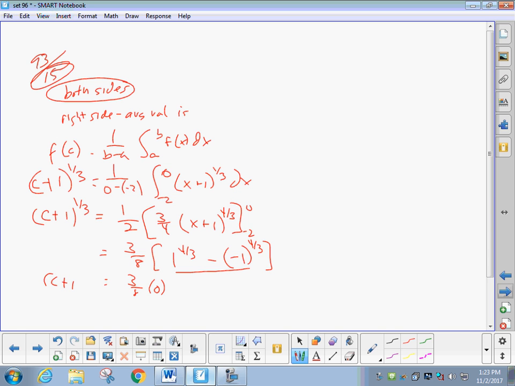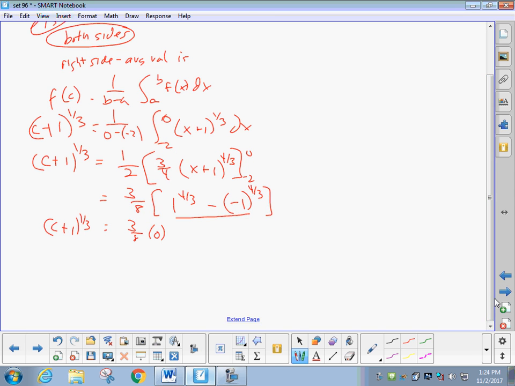And therefore, the left side is the star of the show. You're just solving C plus 1 to the 1 third, which implies that C must be, if that's going to be 0, then C's got to be negative 1. So it's probably just evaluating the negative 1 to the 4 thirds that is the common error. Thank you. You bet.